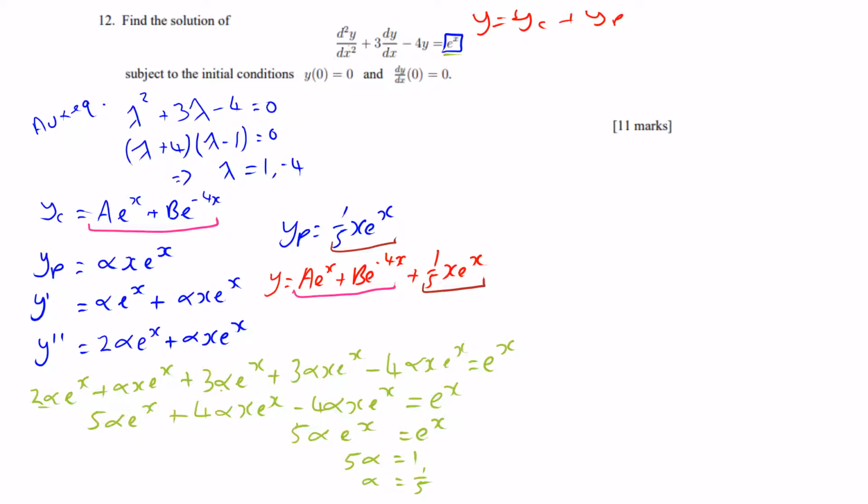But we're not done. What we need to do now, using our initial conditions, is find out what capital A and capital B are. So let's write them down here. We have y of 0 equals 0 and y prime of 0 equals 0. And our function is y equals A e to the x plus B e to the negative 4x plus a fifth x e to the x.